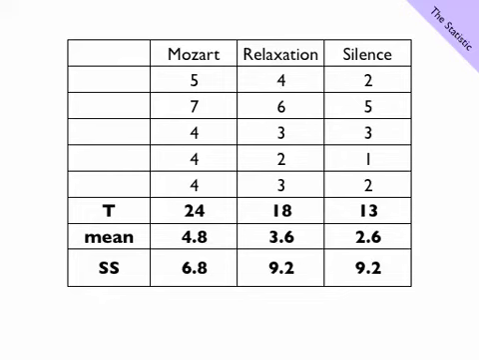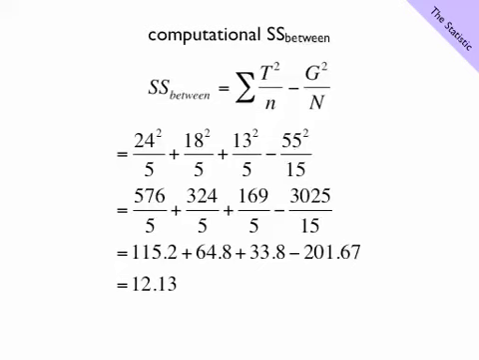So T squared, 24 squared, divided by n, which is 5, plus 18 squared, that's the T squared for relaxation, divided by little n, which is 5, plus 13 squared, that's the total for the silence group, squared, divided by little n for the silence condition, which is 5. Now, n was the same in each of these groups, but like I said, it isn't always. And then we subtract from that sum G squared, the grand total, over big N.